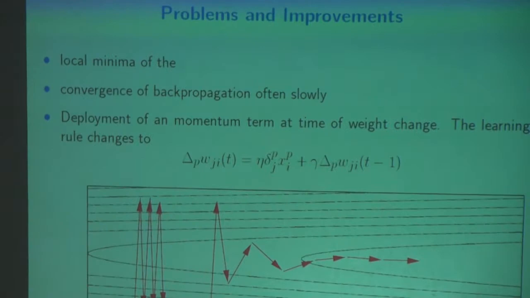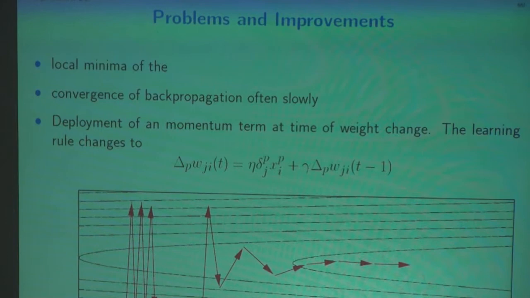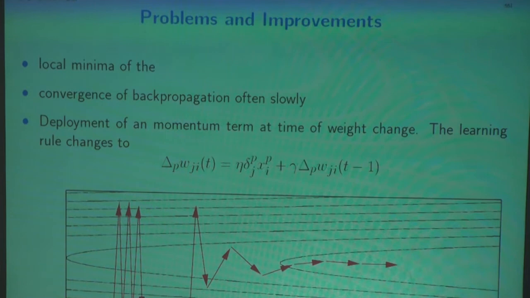Let's talk about problems and improvements of the backpropagation learning algorithm. We do have the problem of local minima. I already mentioned this. Convergence of backpropagation is often extremely slow, and there has been a lot of work on improving the speed of backpropagation. And the most successful attempt was the RPROP system.